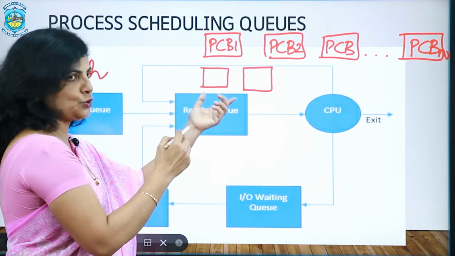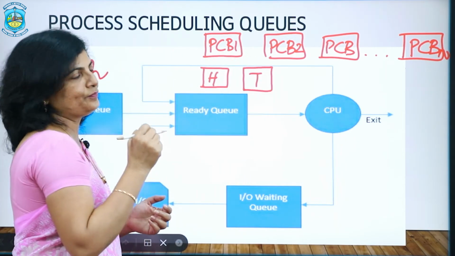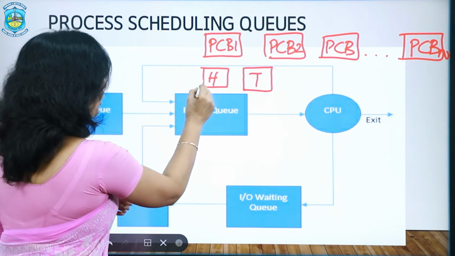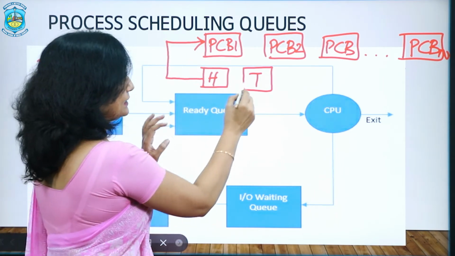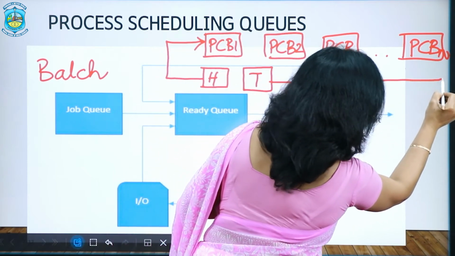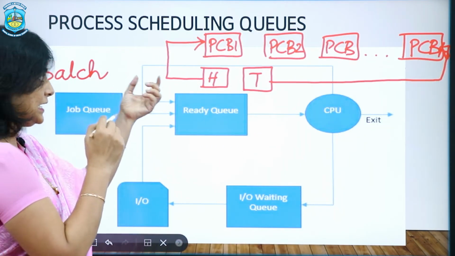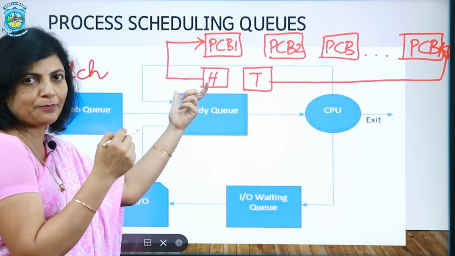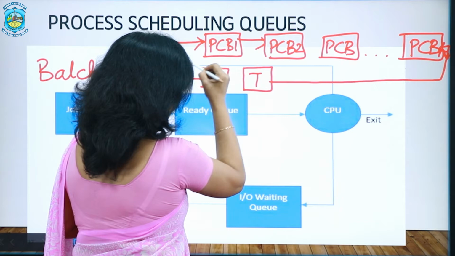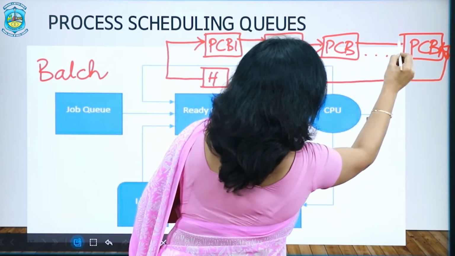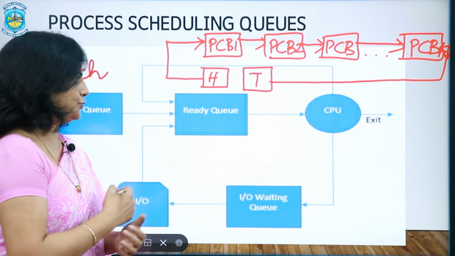So it has two pointers, header and tail. The first pointer points to the first PCB in the ready queue and the second pointer points to the last PCB in the ready queue, and each process has a pointer to point to the next PCB. So that was about the ready queue.